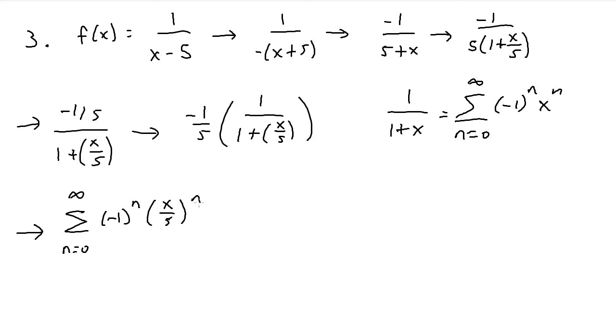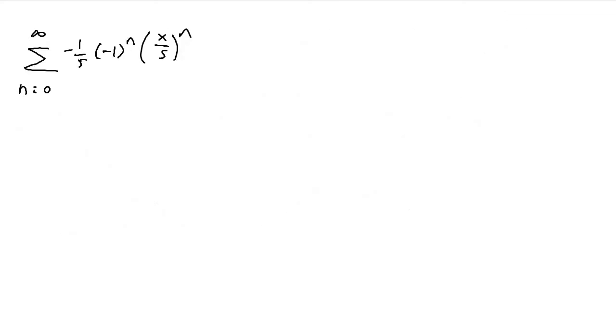Now since we have a negative 1/5 as a constant, we can either put that outside the series or inside. So now when I include the negative 1/5, I can rewrite it as the series from n equals 0 to infinity of negative 1 over 5 times negative 1 to the n times x over 5 to the n power. And so if I want to simplify, I can distribute the n over to x over 5. So we have negative 1 over 5 times negative 1 to the n times x to the n over 5 to the n.